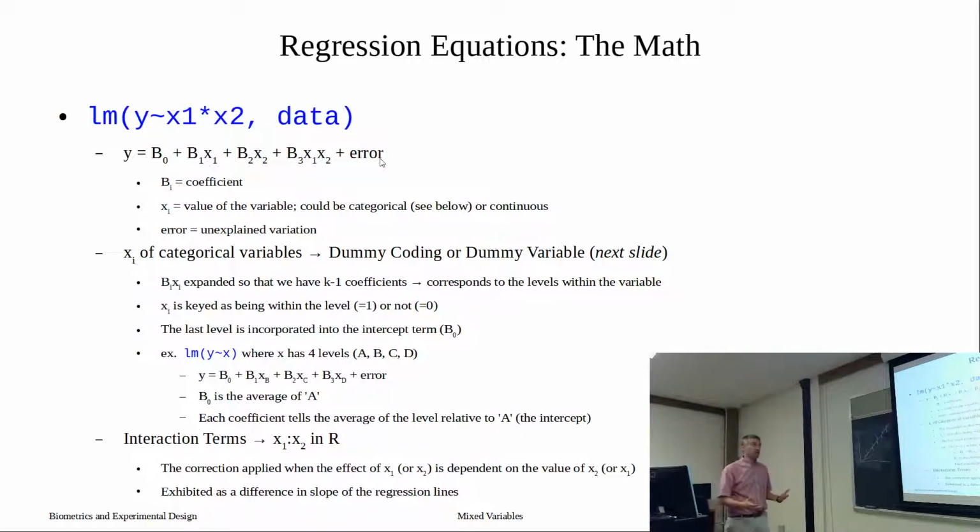Now, if we're working with continuous variables, then this works out pretty easy. These coefficients represent the slopes, just like the slope of our line. But if we're working with categorical variables, then what R is going to do is create a new variable called a dummy-coded variable, where it takes however many categories we have, takes one of those categories, puts it into our intercept, and makes a coefficient for each of the others.